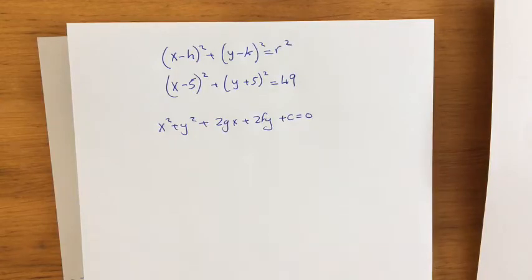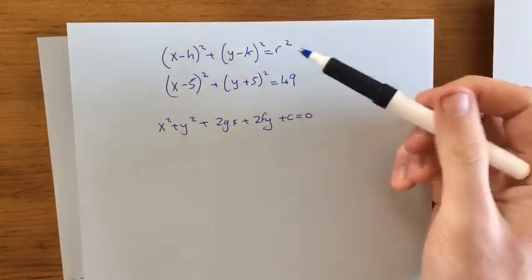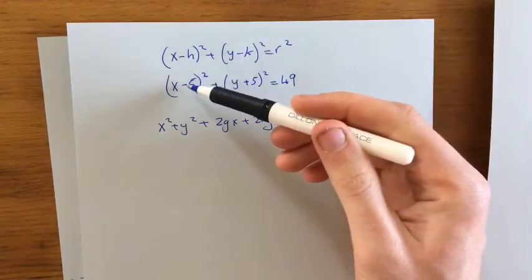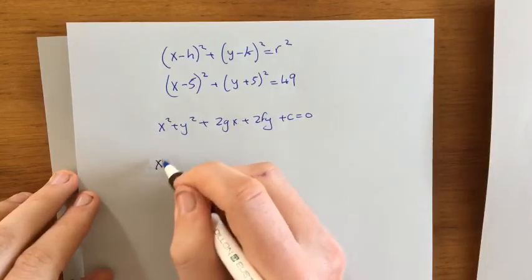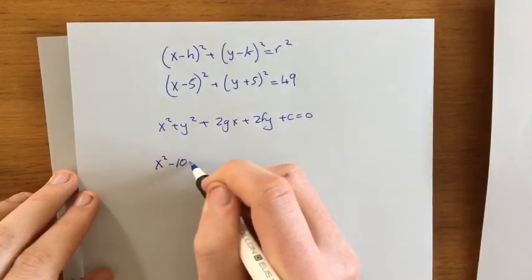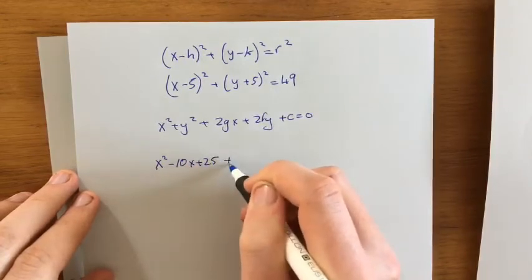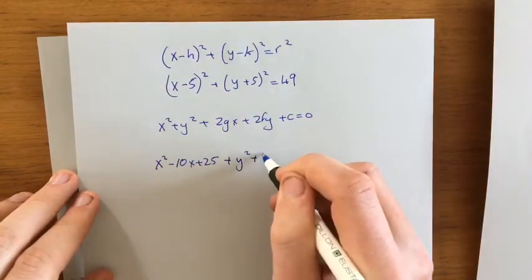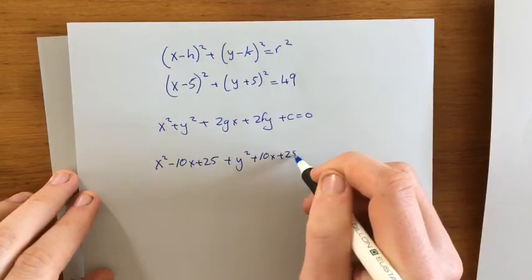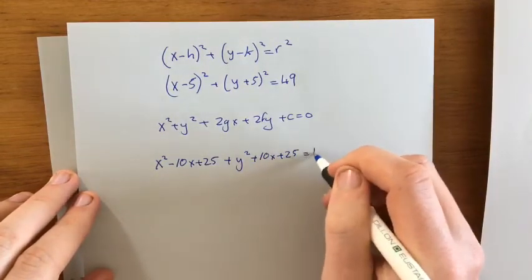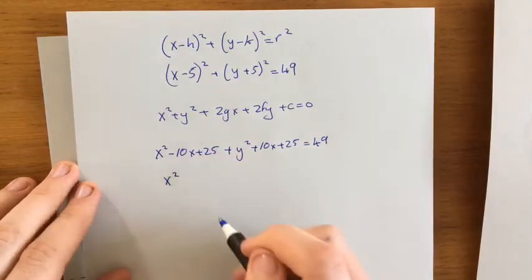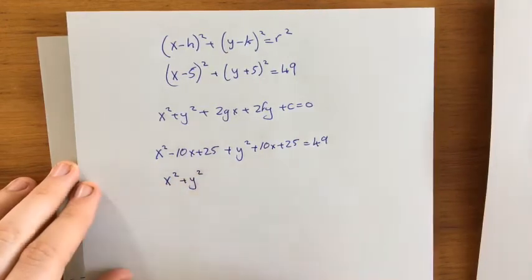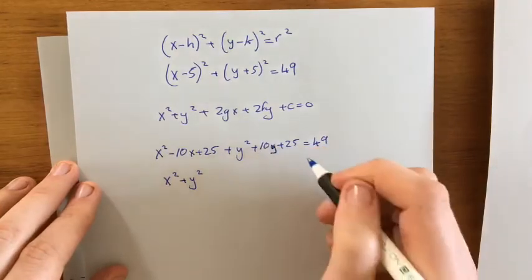Okay, so once again, to turn this from this format into this format, we need to multiply out the brackets, as I said. So if you multiply out the brackets of this one here, you're going to get x squared minus 10x plus 25. And here you're going to get y squared plus 10y plus 25 is equal to 49. And then if we want to put it into the correct format, so we put the x squared first, then we put the y squared. That's supposed to be a y, sorry.